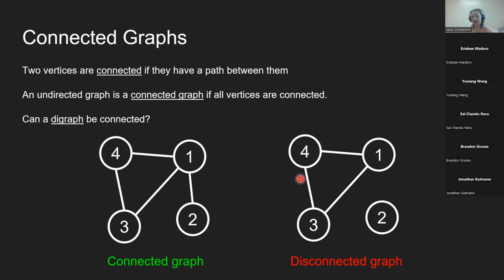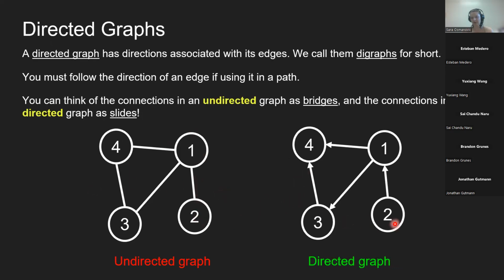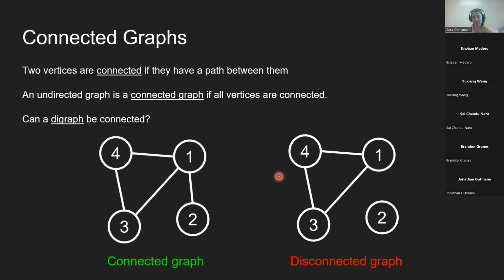Now we have a question: can a digraph, a directed graph, be connected? And the answer is yeah, because as long as you can have a path that follows, that can visit all of them. So if you look at this one right here, you have a path that goes from 2 to 1 to 3 to 4. It visited all the nodes. So it's connected.